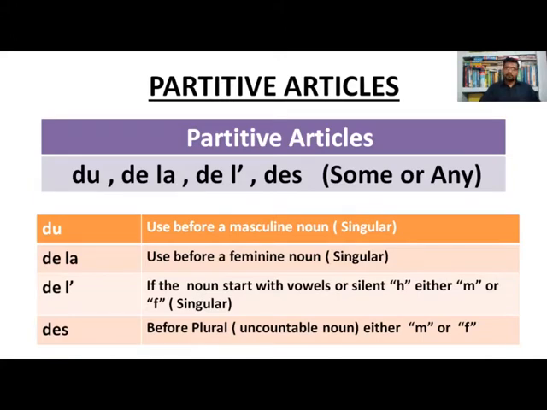For the man, it means. So when the noun starts with h, h is normally silent, mute. You will not pronounce the h sound, so you will also use de l' like this. If the noun starts with a vowel or silent h, either masculine or feminine, no need to worry about the gender. Then you will use the partitive article de l' in the meaning of some or any.